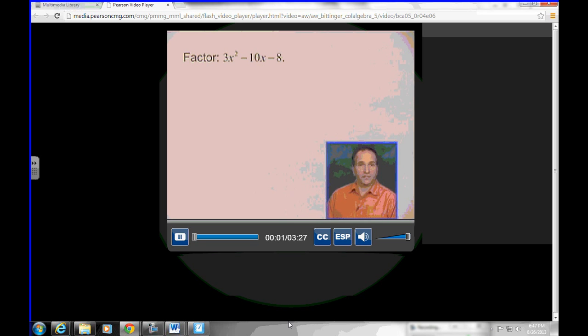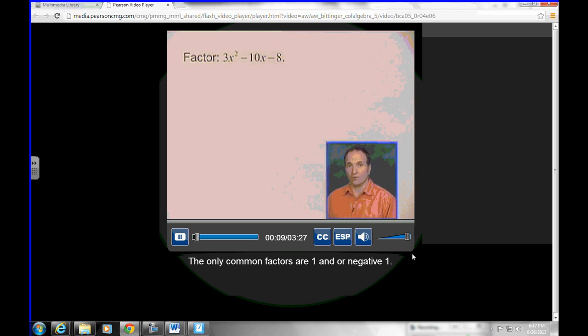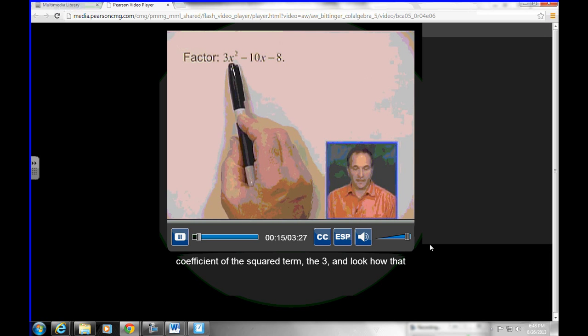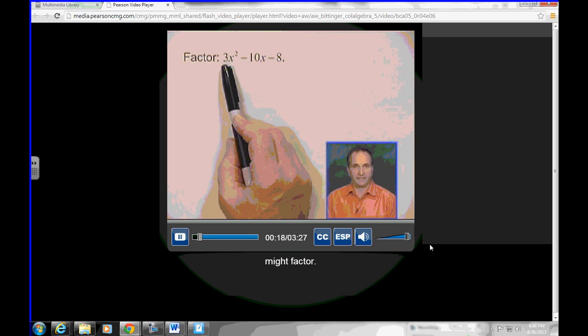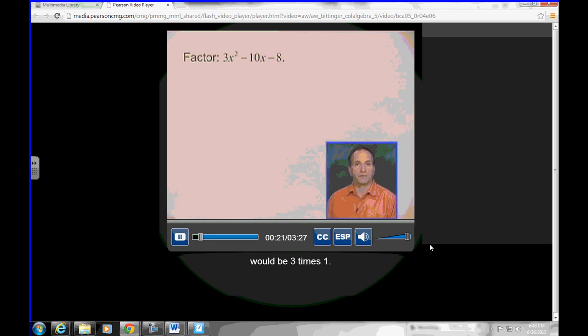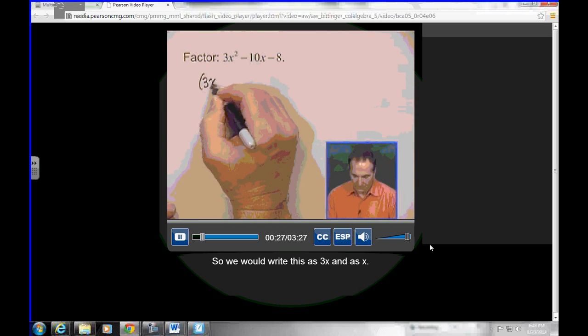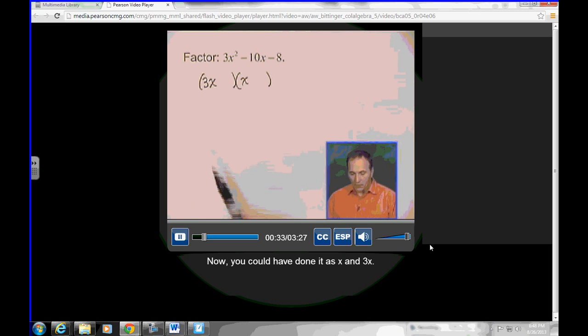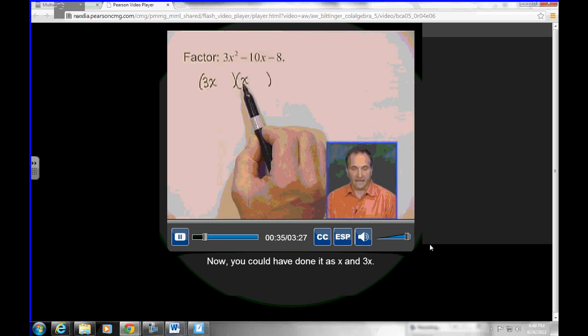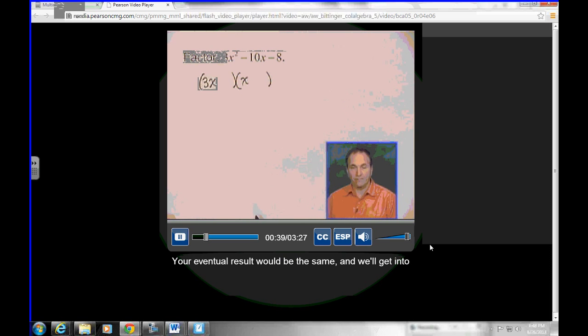You just have this guy talking again. 3x squared minus 10x minus 8. We can do it in Spanish or English. Step 1 is to look for a common factor. The only common factors are 1 and negative 1. So we go to step 2, which is to look at the coefficient of the squared term, the 3, and look at how that might factor. The only possibility for the positive coefficients would be 3 times 1. So we would write this as 3x and x. Now, you could have done it as x and 3x. Your eventual result would be the same, and we'll get into that as we go into our next 2 steps.